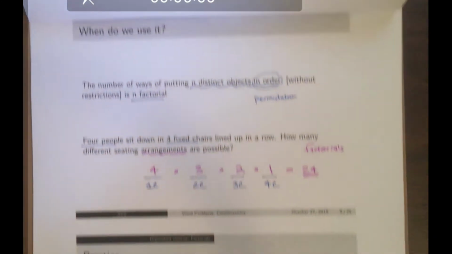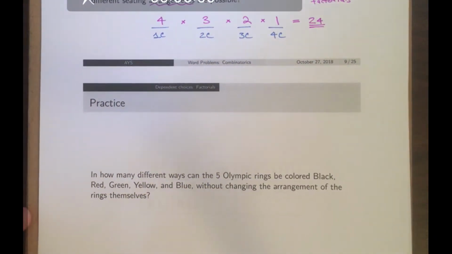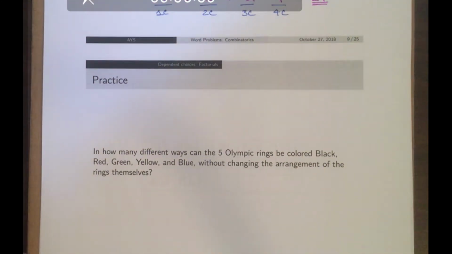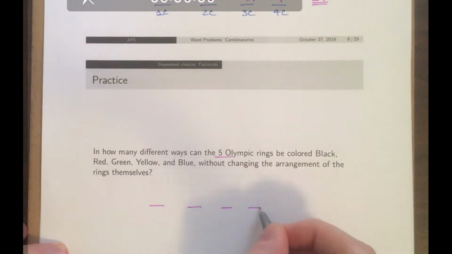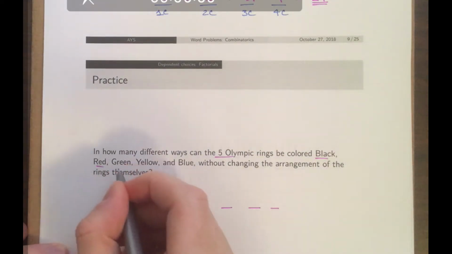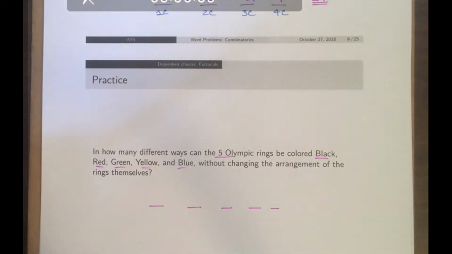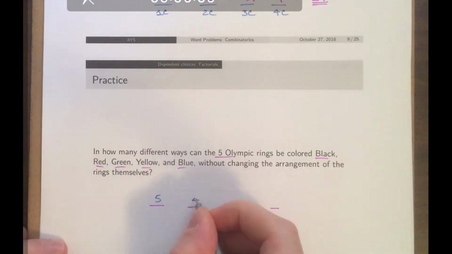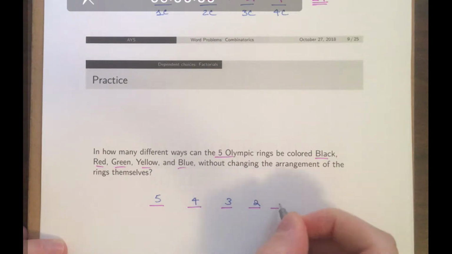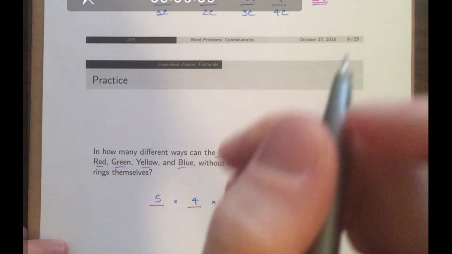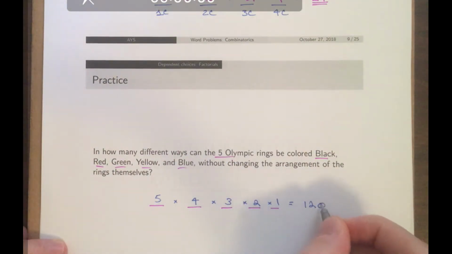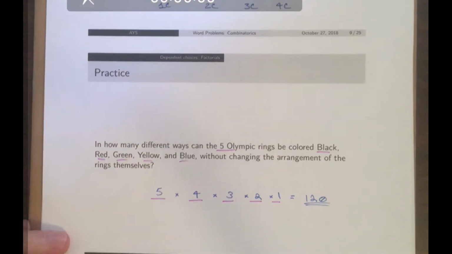Okay, you guys can try this next one out. And when you're ready, you can just unpause the video. So you have 5 Olympic rings, so I might make 5 placeholders. And the colors are black, red, green, yellow, blue. So it's also 5. So again, no leftovers. So the answer is going to be 5 factorial, which is 5 choices for the first one, then 4, then 3, then 2, then 1. I'll put in my multiplication symbols. And I think if you multiply this out, you get 120. The more you practice these, the more you start to memorize the factorials. So 5 factorial, I'm pretty sure is 120.